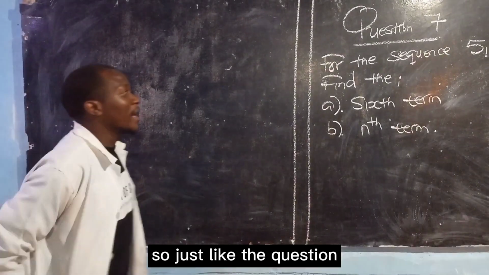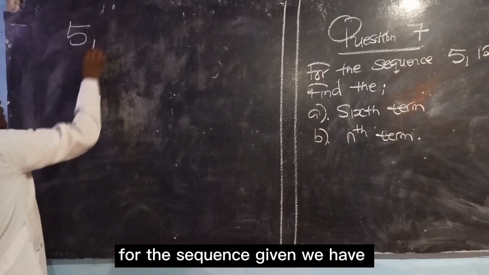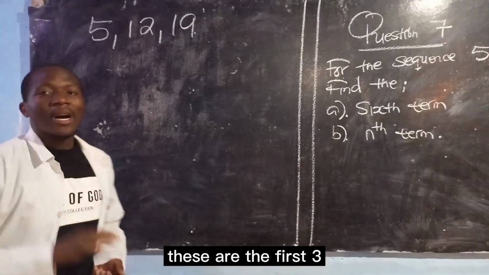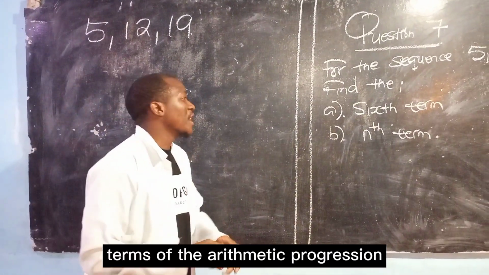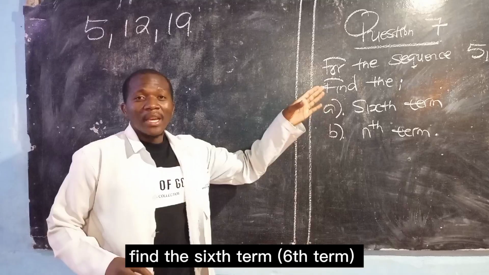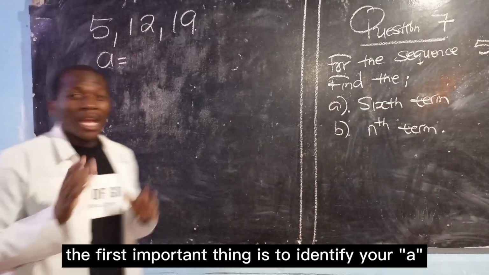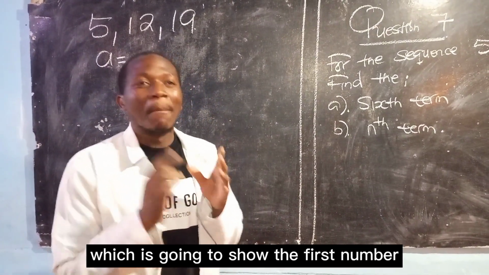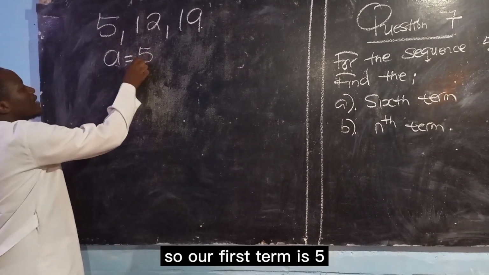So just like the question, for the sequence given, we have 5, 12, 19. These are the first 3 terms of the arithmetic progression. Find the 60th term. The first important thing is to identify your a. Your a is a denotation which shows the first number. Our first number starts from the left, so our first term is 5.